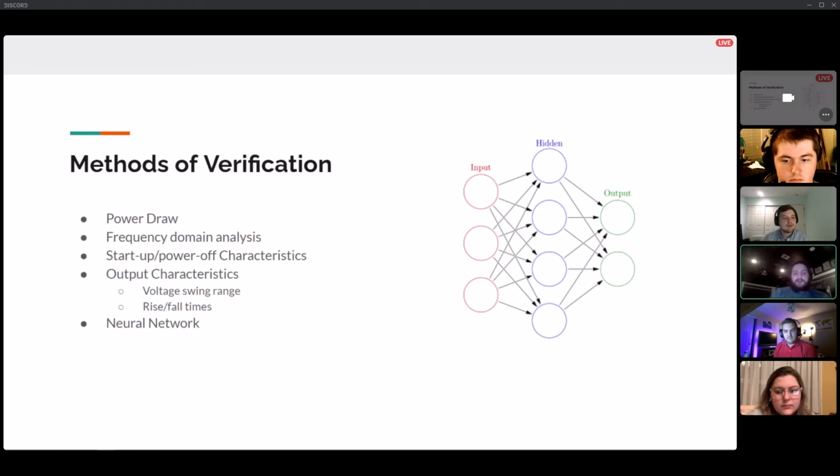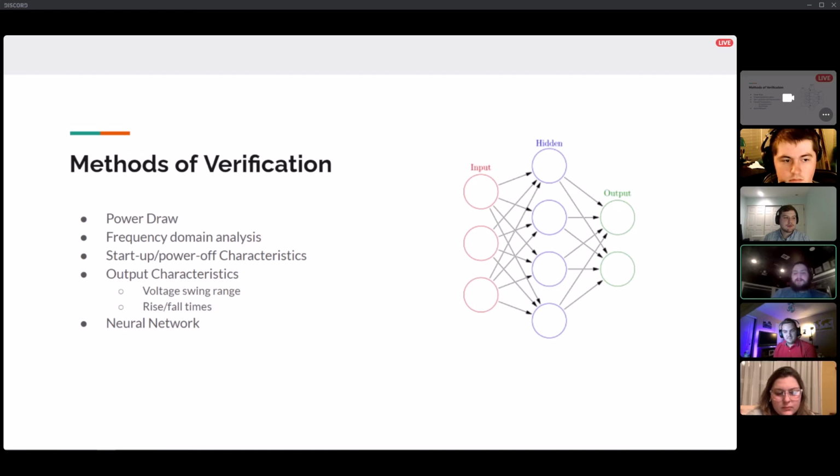Furthermore, we're also going to be looking at the output characteristics. That will be stuff like the voltage swing range, so the maximum voltage that comes out of it, as well as the rise and fall times, making sure it's able to change quickly enough to trigger the other components that we hooked up to it, like, say this was a clock.